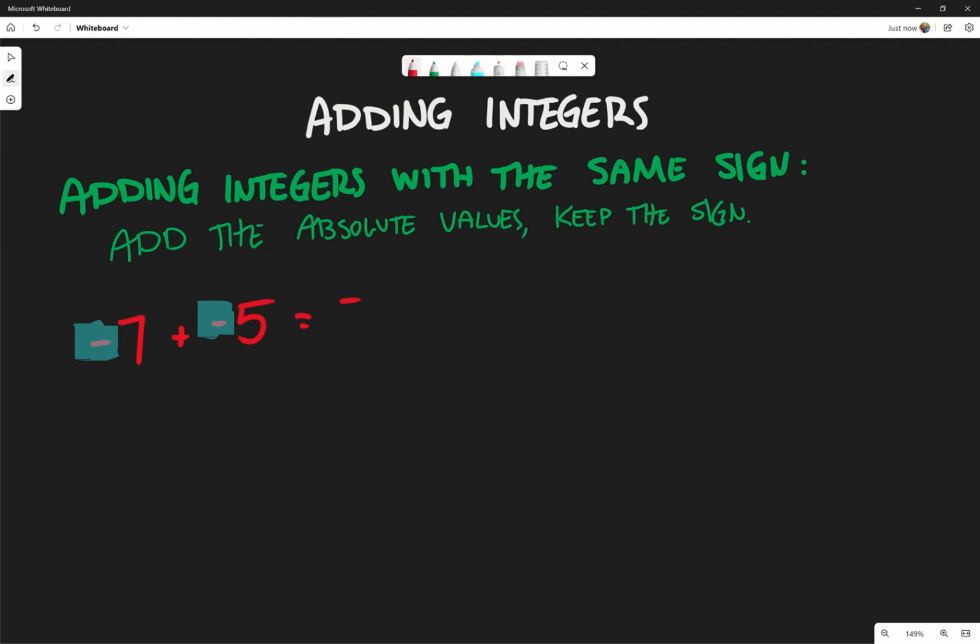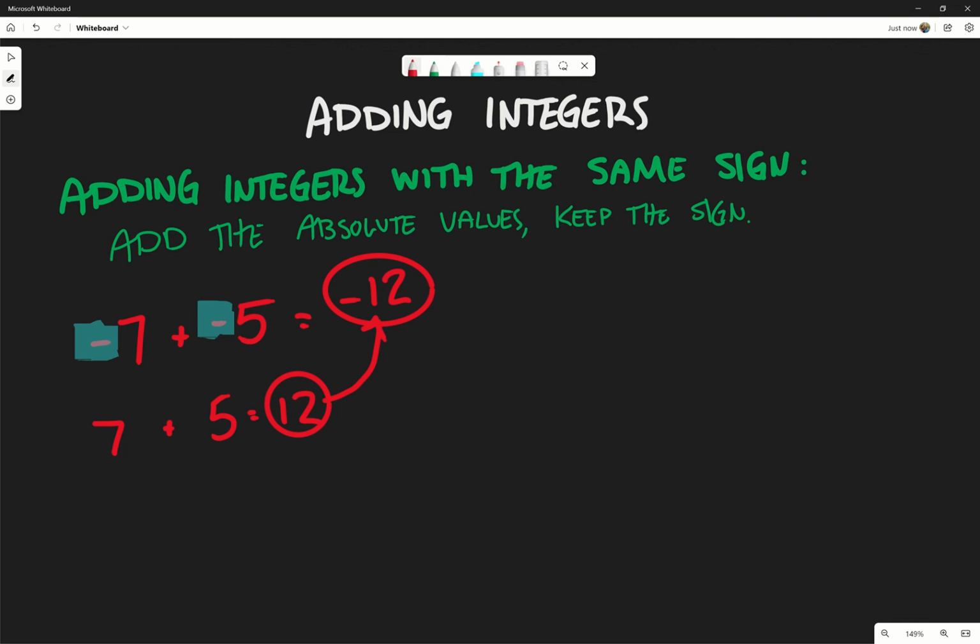The absolute value of -7 is 7. The absolute value of -5 is 5. We add those up and we get 12. Keep our sign to get us a final answer of -12. Okay? So adding integers with the same sign, you just add the numbers up and keep the sign. If they're both negative, our answer will be negative. If they're both positive, our answer will be positive. Adding integers with the same sign, that's the one that's a little bit easier.